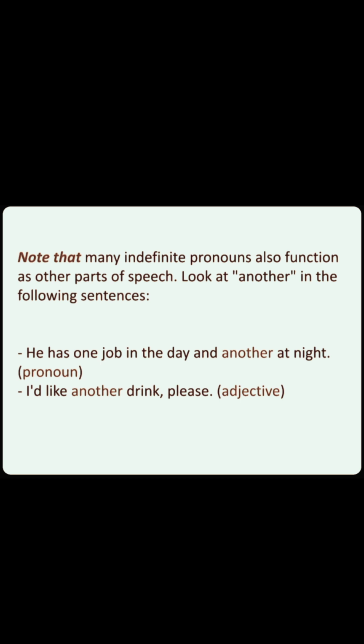Note that many indefinite pronouns also function as other parts of speech. Look at another in the following example. He has one job in the day and another at night. Here another is used as a pronoun. I'd like another drink, please. Here another is used as an adjective.